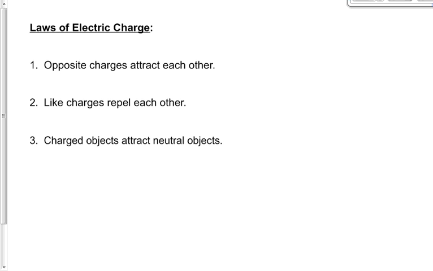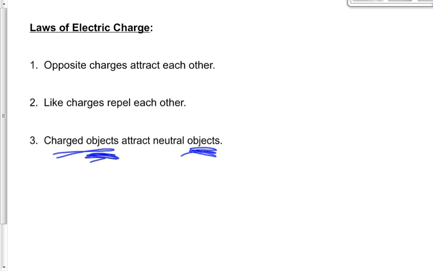And the third one, finally, charged objects attract neutral objects. There's a couple words in there that are really important. Charged objects, neutral objects. Okay.